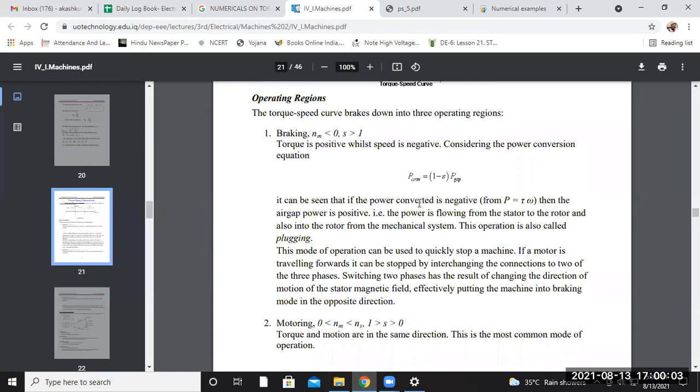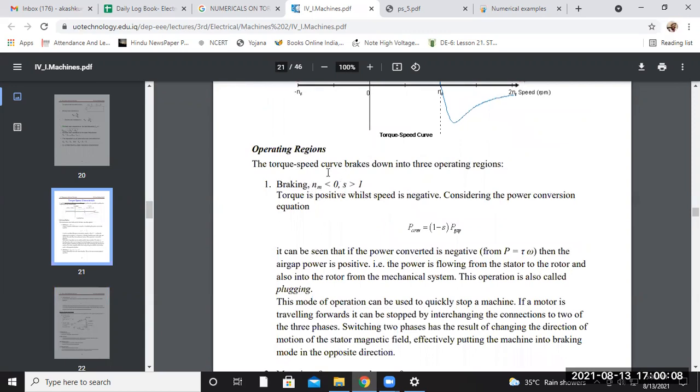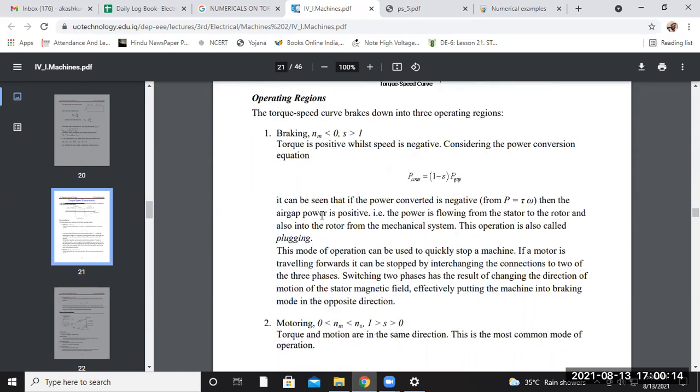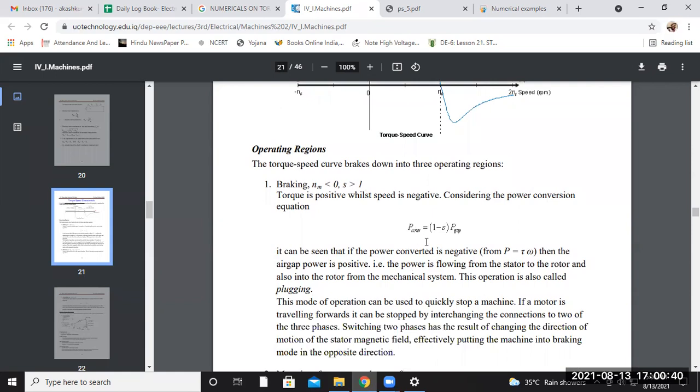The first of the three regions is braking or plugging. In braking or plugging, the rotor speed is less than 0 and the slip value is greater than 1. In this case, the torque is positive while the speed is negative. Considering the power conversion equation, the converted power is given as (1 - s) times the air gap power. This is the conversion power.